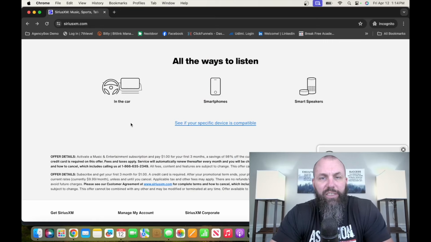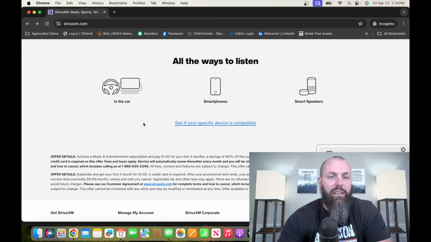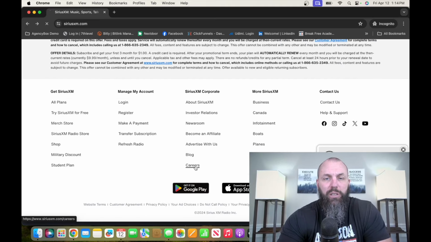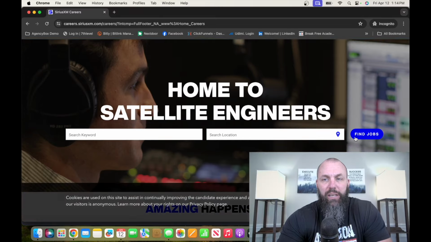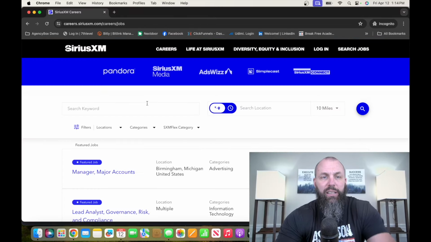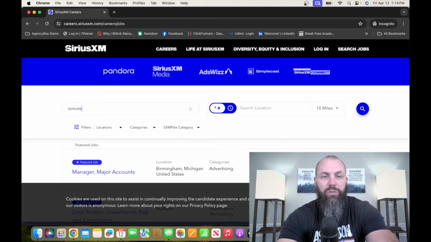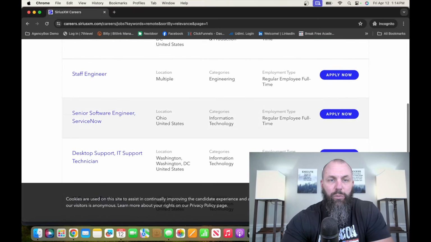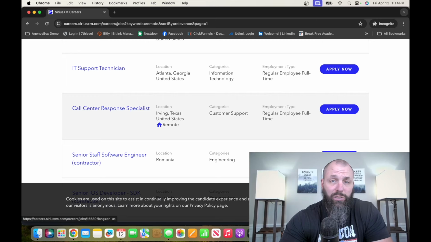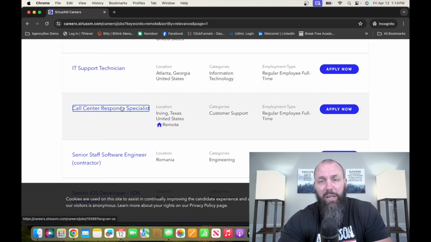SiriusXM is a satellite radio network that offers a variety of programming from sports talk radio to music. If you guys want to check out the opportunities at SiriusXM, it's SiriusXM.com. From there, scroll down to the bottom, click on careers. On the next page, find jobs. And then in the keyword, I'm just going to type in remote so we can get there faster. Then we're going to scroll down to, they got all sorts of opportunities so you guys can check it out. But we're going to be looking at a call center response specialist.